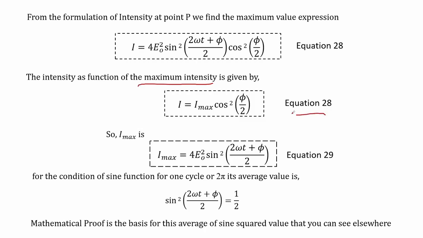where intensity maximum is given by equation 29. For the sine function over one cycle, or 2 times pi, its average value is given by the equation here. Mathematical proof is the basis for this average of the sine squared value that you can see elsewhere.